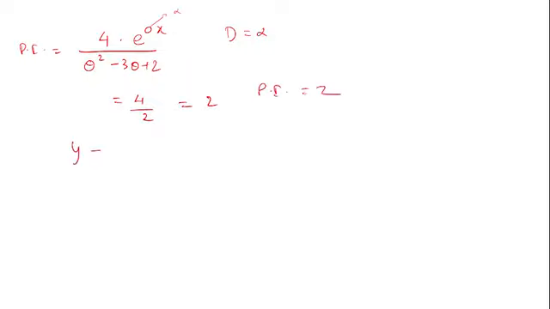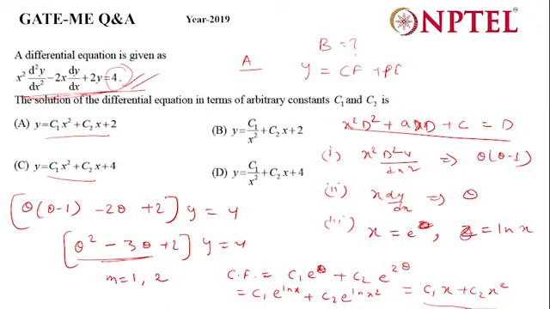So your solution was CF plus PI. So it will be c1x plus c2x square plus 2. So option A was correct.